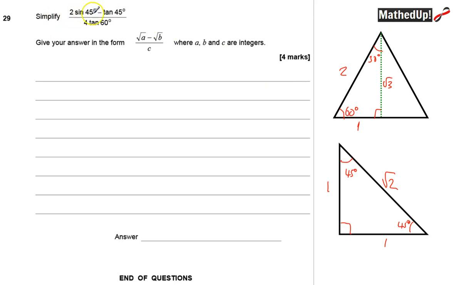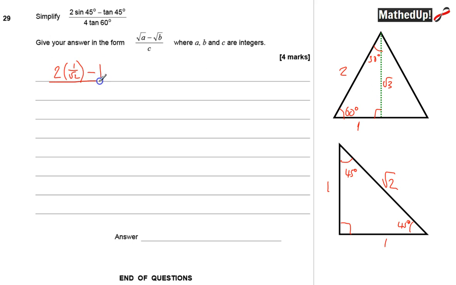So let's start with 2 sine 45 degrees. So the sine of 45 degrees is going to be the sine of this angle here, which is going to be opposite divided by hypotenuse. So that's going to be 1 divided by root 2. So over here, I'm going to have 2 sine 45, and that's going to be 2 times 1 divided by root 2. And I'm going to take away the tan of 45 degrees, so we can use this angle over here again, and this time it's going to be opposite divided by adjacent. So 1 divided by 1 is 1, so that's just going to be take away 1.